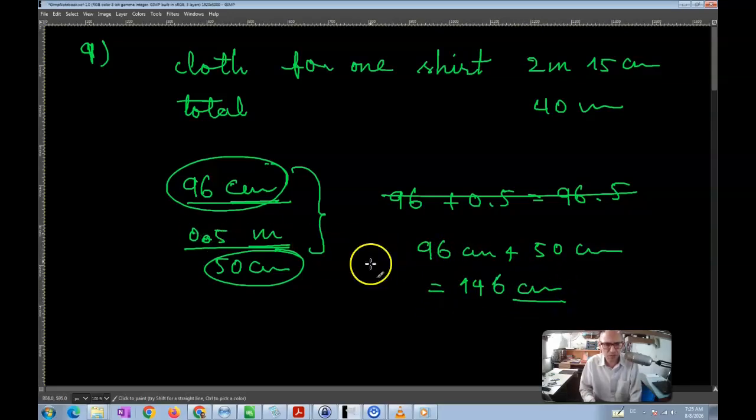Now you can even convert to meters, for example, write it as 1.46 meters. You can do that, but first, before doing any sort of operation, you have to make sure that both are in the same unit. Okay.